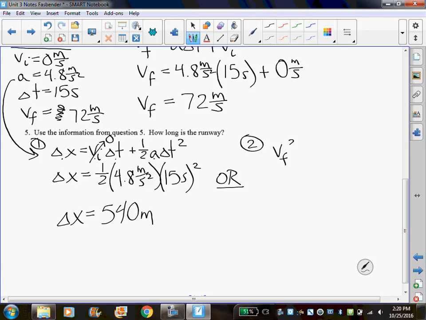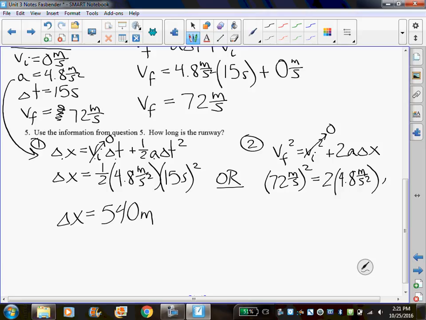We also have VF squared equals VI squared plus 2a delta x. We know that that final velocity is going to be 72 meters per second. That initial velocity is 0, so that goes away. We've got 2 times 4.8 meters per second squared times delta x. I could solve for delta x this way, and we get a delta x of 540 meters, which is exactly the same delta x that we got by solving this problem using a completely different equation.